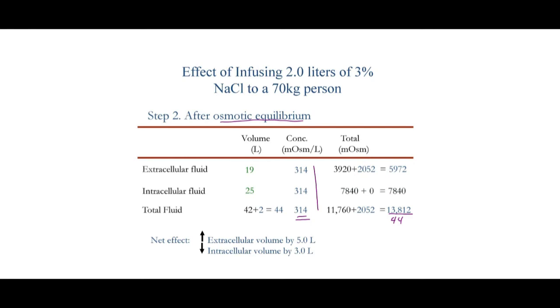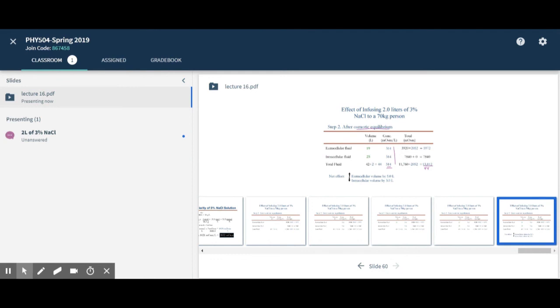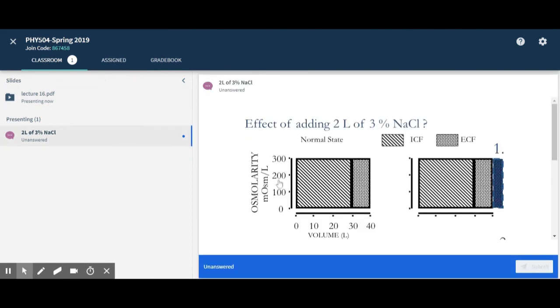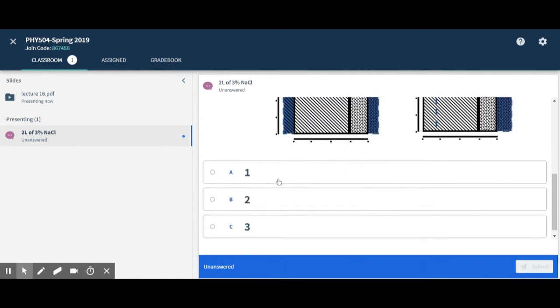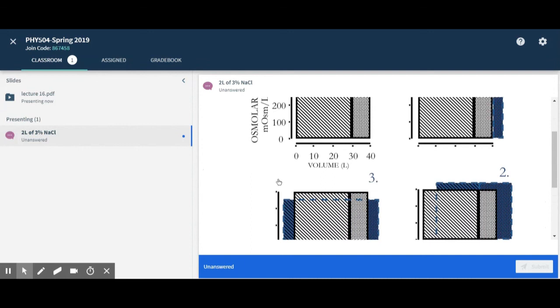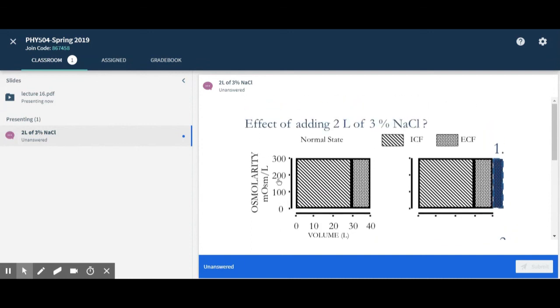Okay, so a couple of questions now. This one should be pretty familiar because we just calculated it. But I want you to take a look at this and see if you can tell me what the effect is of adding what we just added. 2 liters of 3% sodium chloride. Your dashed lines are the intracellular fluid compartment. That's normal. And the dots, maybe? It's supposed to be your extracellular.